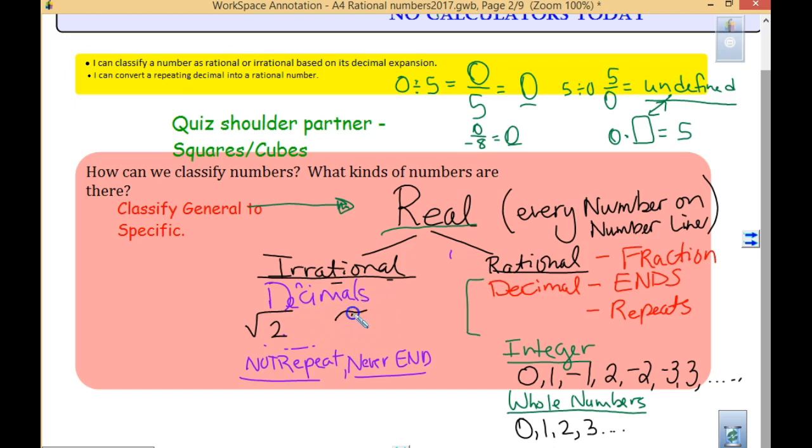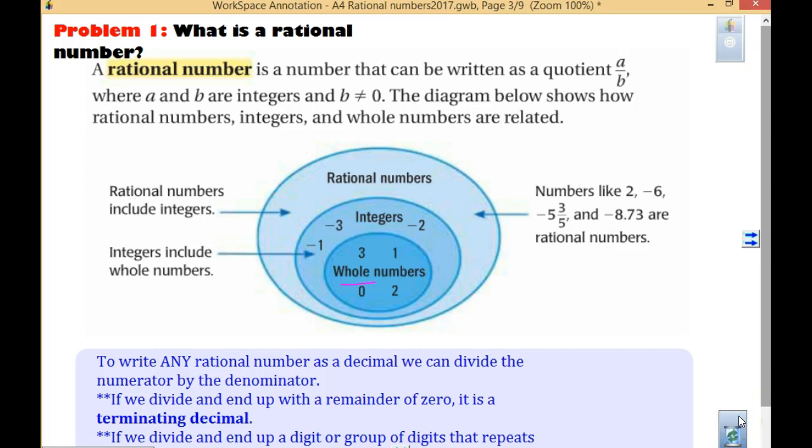One of the ones that people think the most often is pi. And we're not going to concentrate on those. We're going to be working with our ones that end and repeat, and in your homework tonight, that's what you're going to be working with. But you will have to classify for our test.